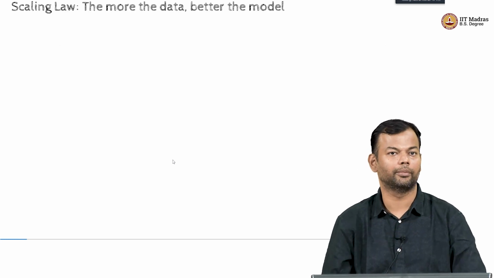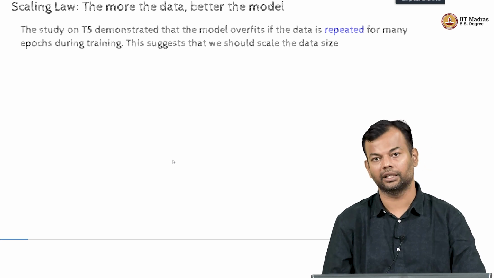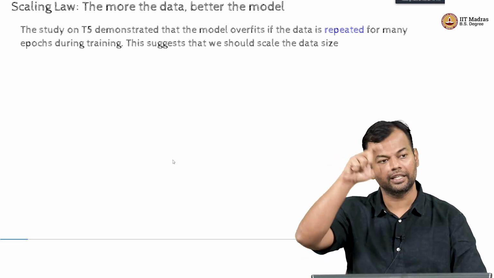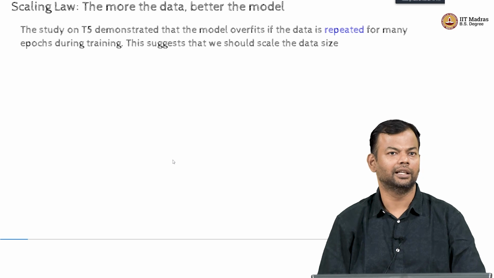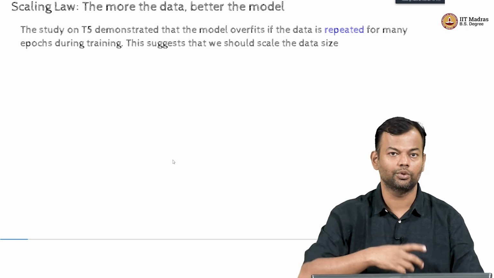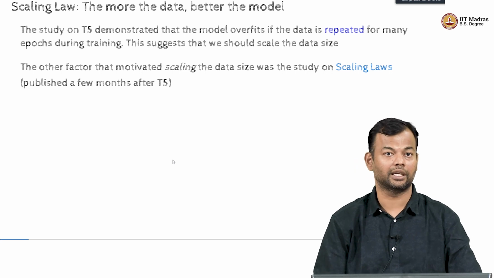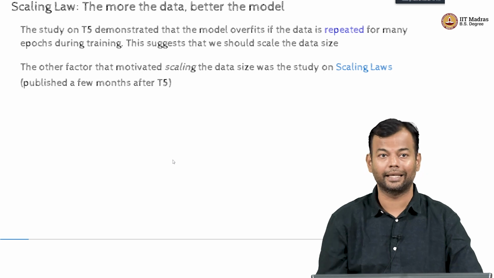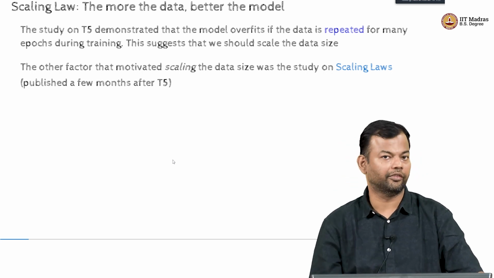As I said, partly from the T5 paper, where they had shown that if you increase the model size, then the performance increases. But if you have increasing model size and you just show it the same data again and again, then it does not benefit. So that's why we should increase the size of the data. The other important motivation came from the scaling laws paper, and you can click on the blue link here to read it, which was published a few months after T5.